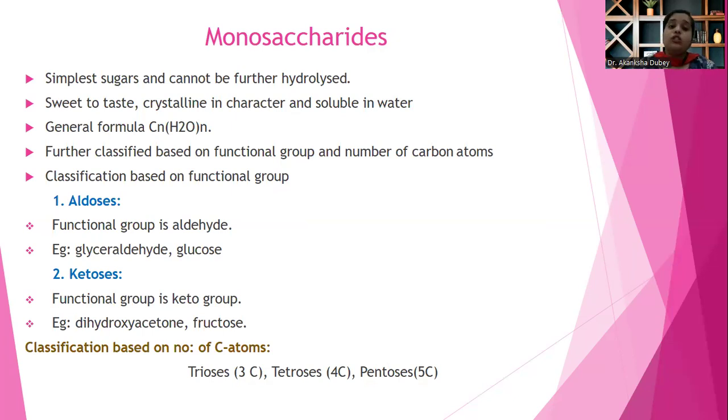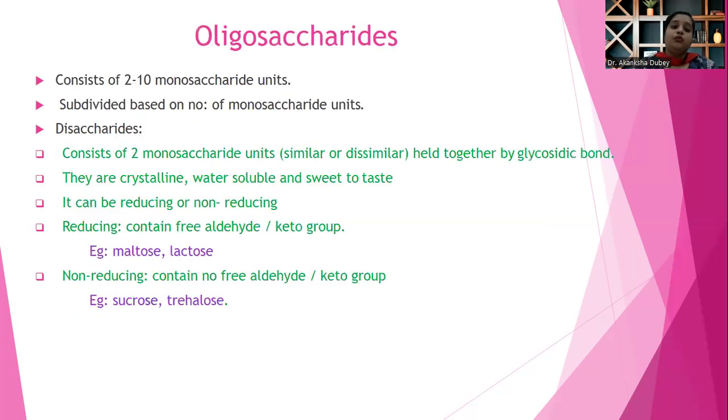Now, it can also be divided on the basis of the number of carbon atoms present in them. For example, if it is 3 carbon, it is triose, 4 is tetrose, 5 is pentose. Next, we have oligosaccharide. As I mentioned, it contains 2 to 10 monosaccharide units and can be subdivided on the basis of the number of monosaccharide units it contains. Now, disaccharide, if it contains 2 monosaccharide units.